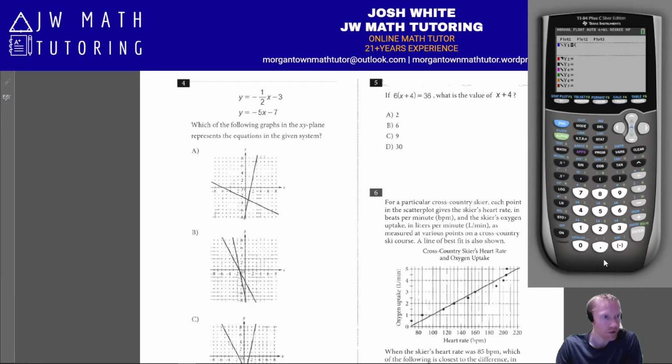So for the first line, let's see, we've got negative 1/2. I'll just put that in parentheses, then times x minus 3. And then our second line is going to be negative 5x minus 7.